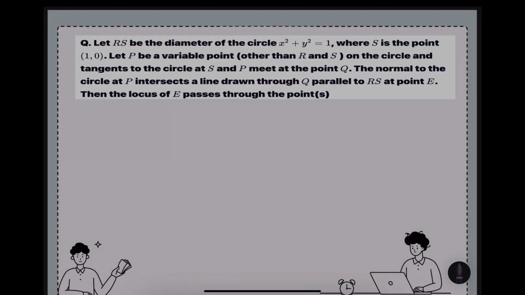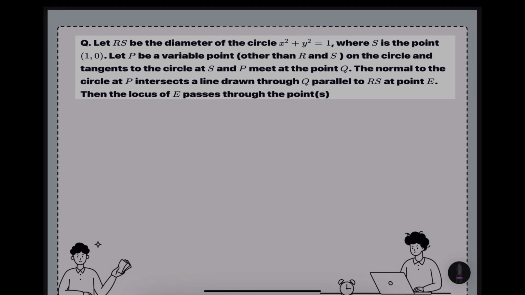So we got another illustration, and this is really interesting, so you should pay more attention because it is locus based. Okay, you can expect this kind of question in advance mainly. So let's do it. Let RS be the diameter of a circle. This circle is very unique.